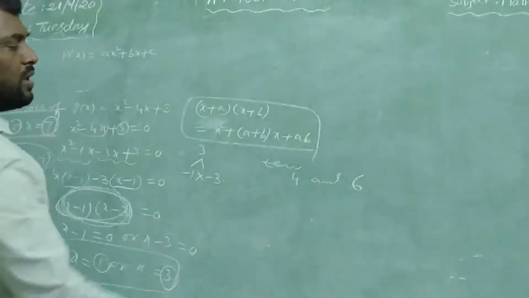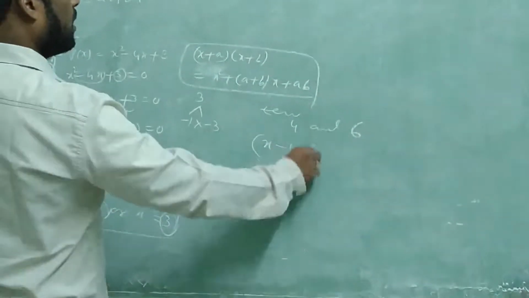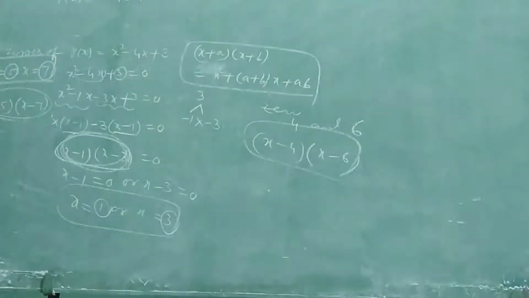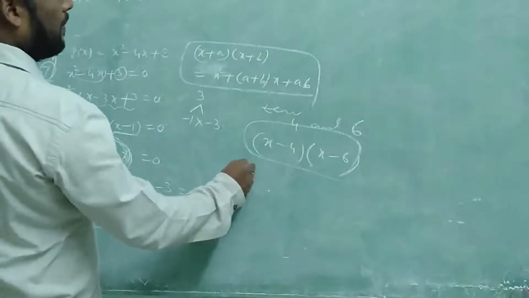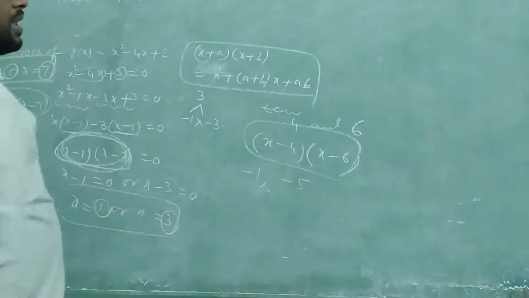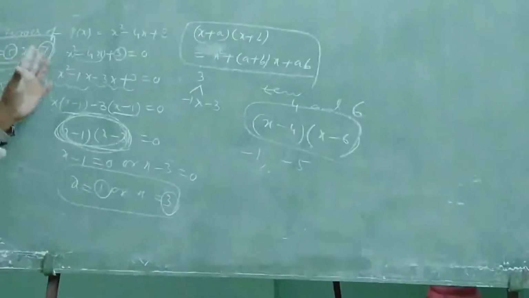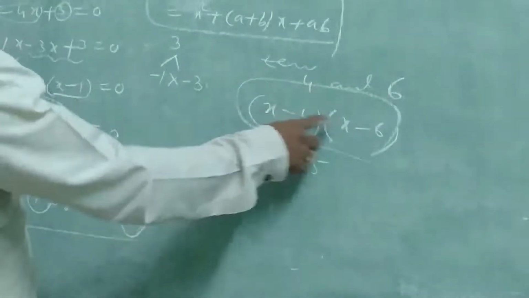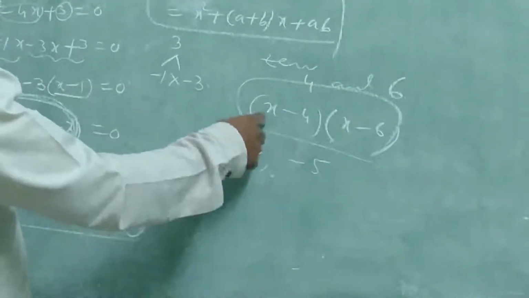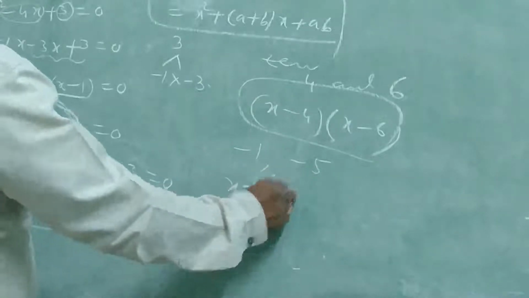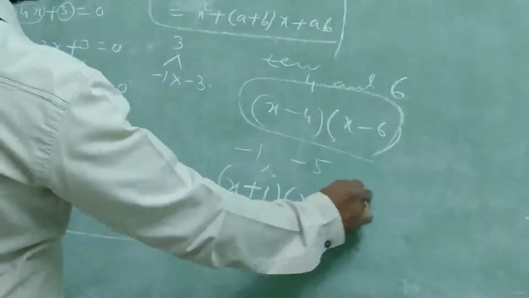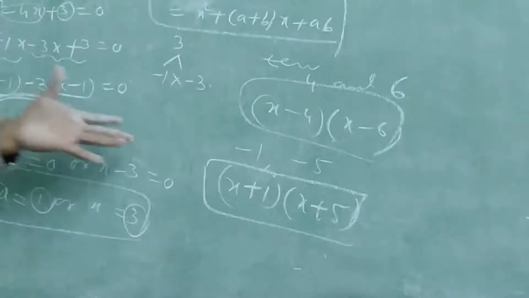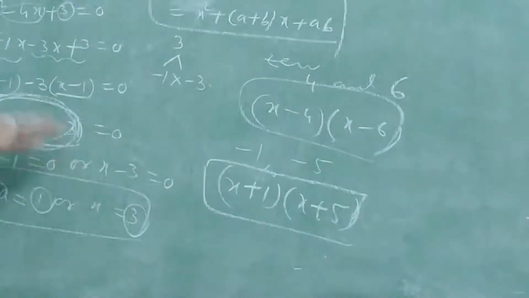What is the quadratic polynomial? x minus 4 into x minus 6 gives the quadratic polynomial. If the zeros are minus 1, minus 5, then tell me, anybody, what is the quadratic polynomial? If the zeros are positive, a minus comes here. If the zeros are negative, what comes here? x plus 1 into x plus 5. Like this, you can find the quadratic polynomial when the zeros are given.